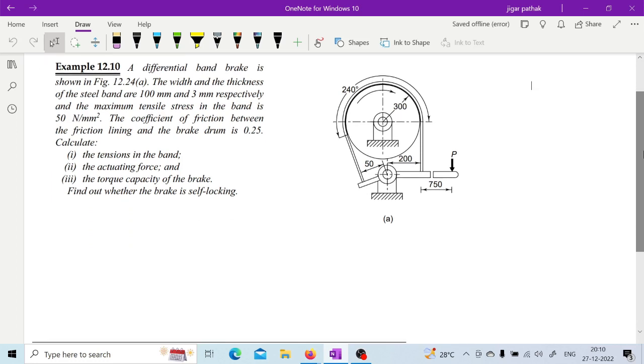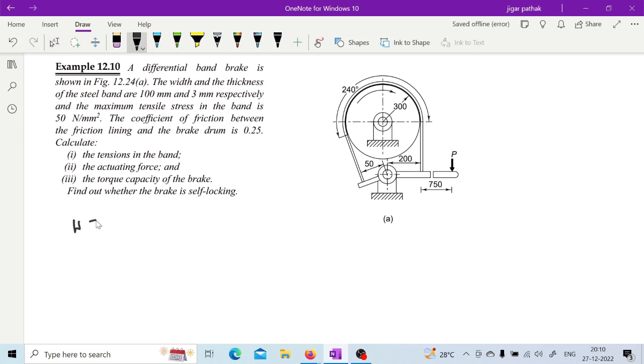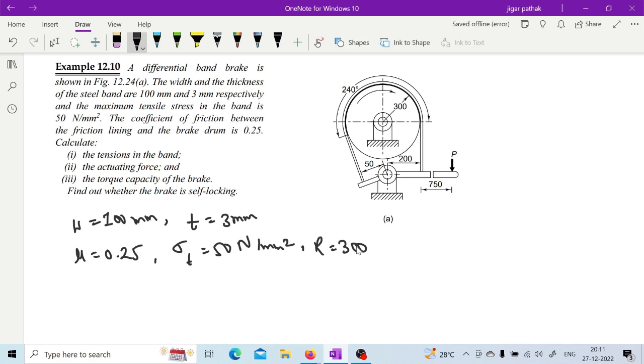If you first note down the given data, the width is 100 mm, thickness is 3 mm, mu is 0.25, sigma t is 50 newton per mm square, r is 300 mm. From this first you can calculate P1, the tension in this band, which is given by stress into area, W into T. So straight away you can calculate 50 into 100 into 3.